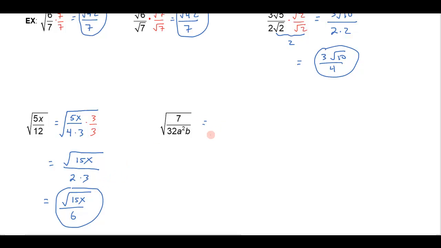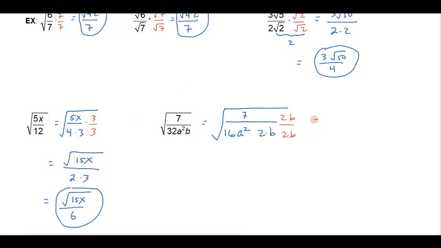Same thing here. Let's go ahead and simplify the 32a squared b, or at least factor it, so that we can see that there are some perfect square factors in this. Let's write that as 16 times 2 gives me 32, and a squared is a perfect square as well. And I have the b. So this is the part that's not a perfect square, so I'll go ahead and factor that, and then I'll multiply inside the radical by what I need to make this additional part, this leftover part, be a perfect square. So I'll multiply by 2b over 2b.